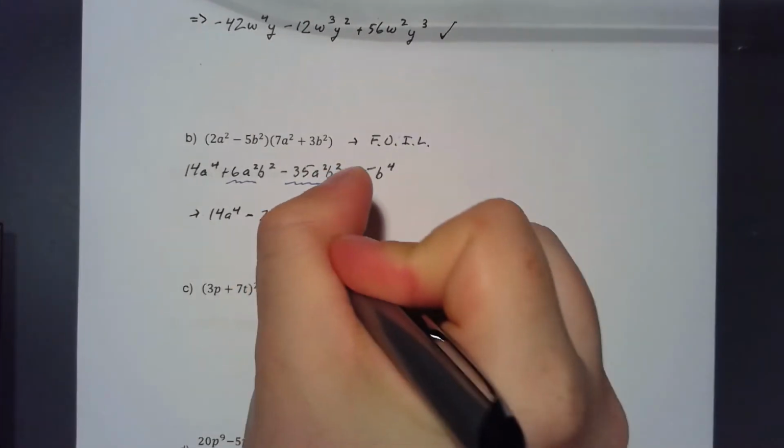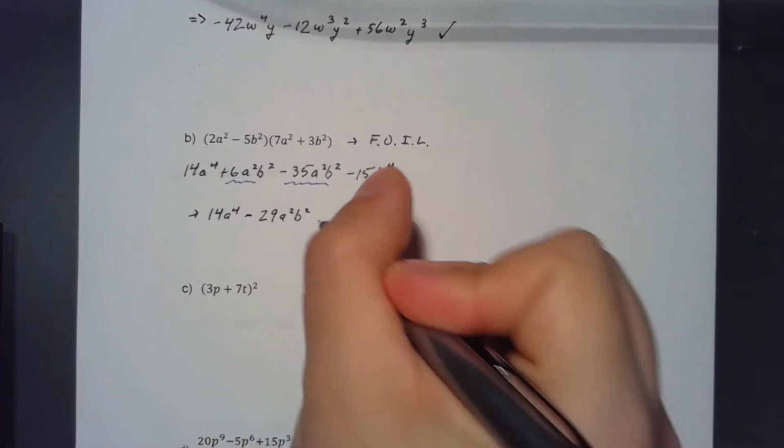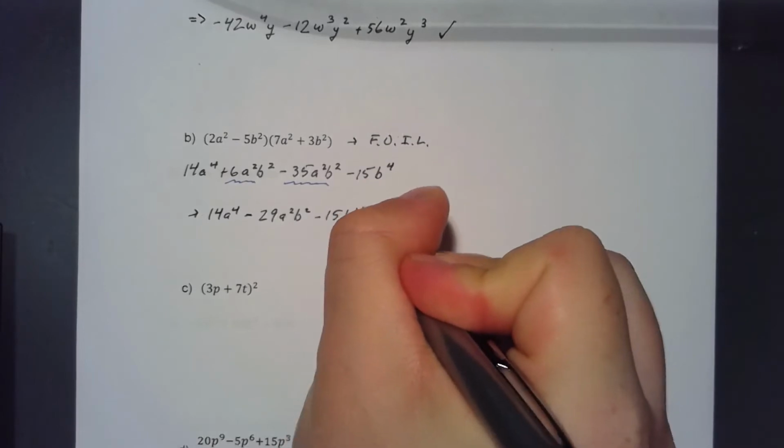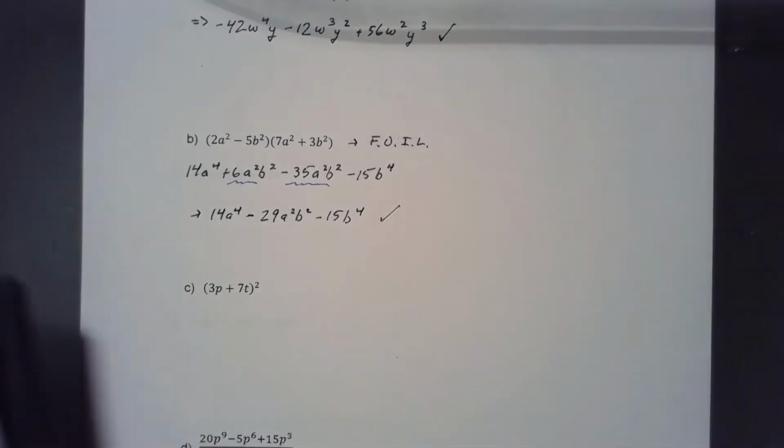A squared b squared, minus 15b to the 4th. Now I am done. There's no more terms to combine, so that's the product.